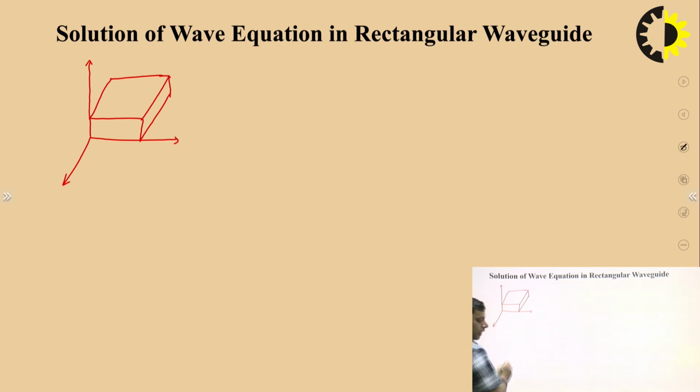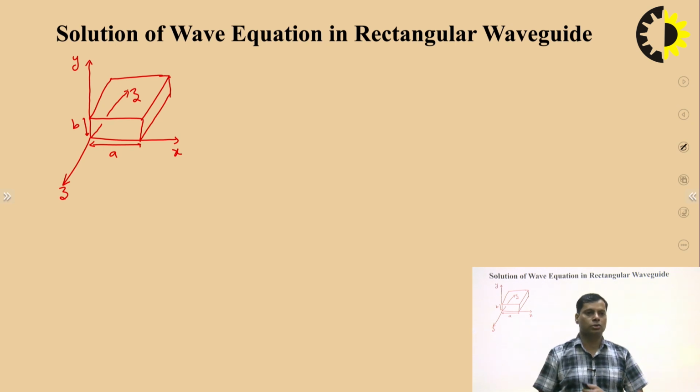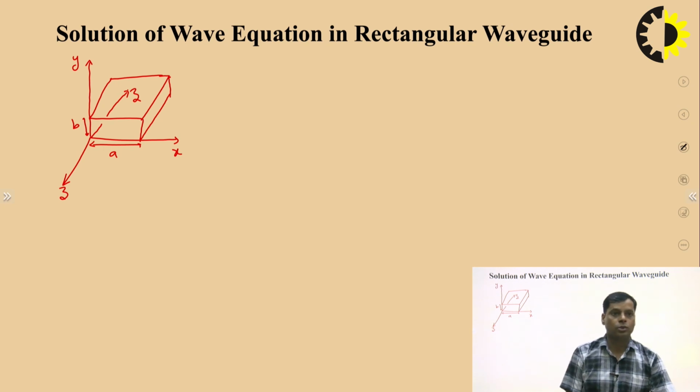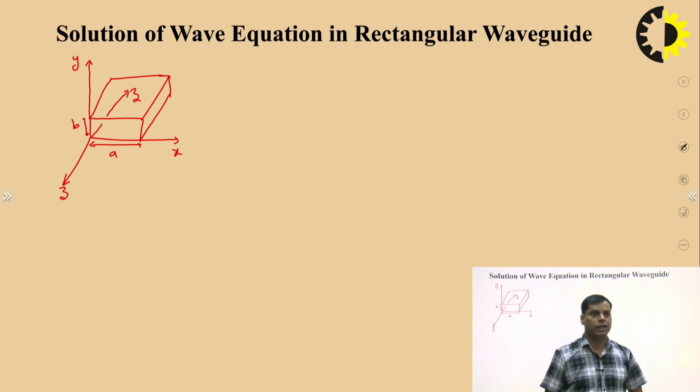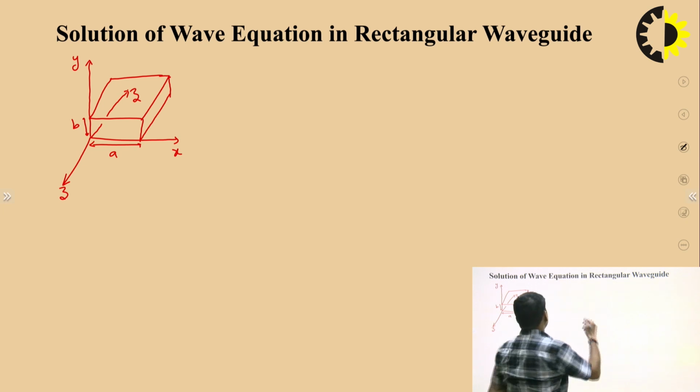This is a rectangular waveguide, as you can see here, where we are using the rectangular coordinate system. The waveguide has length A and width B, and the wave is propagating in the Z direction. When the wave is propagating in the Z direction, we have to calculate the value of the electric and magnetic field inside this rectangular waveguide. For that, we consider the electric and magnetic field equations.